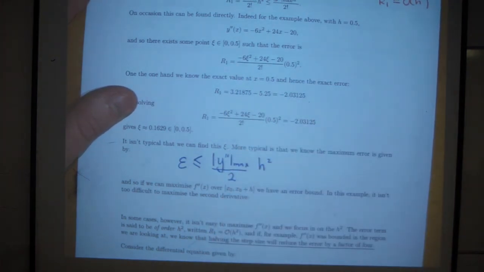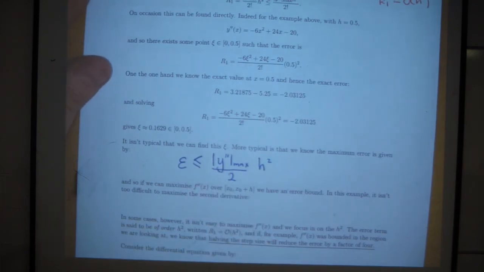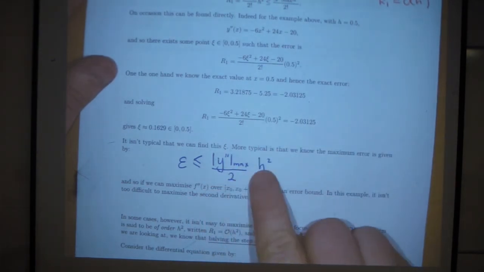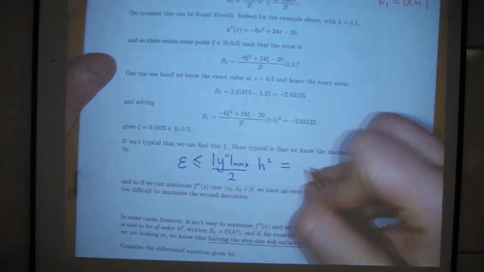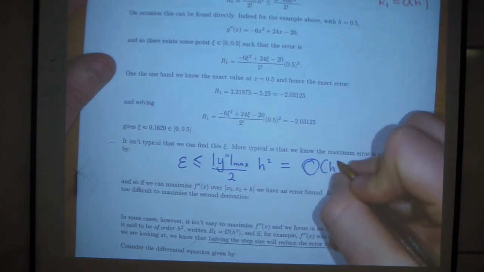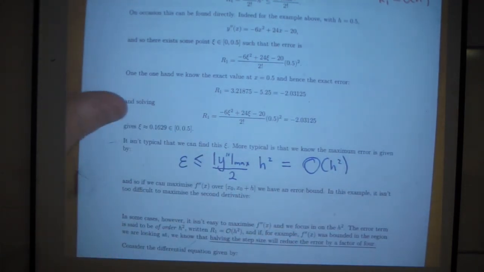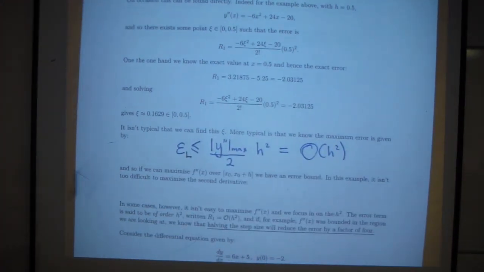Now really, I am not so interested in the second derivative max, because I don't control that. If I'm given a problem, I can't control that. The thing I can control is the step size. So this is a multiple of the step size squared, so it's order h squared. This is the error over a single step, and the error over a single step we're eventually going to call the local error, epsilon L.